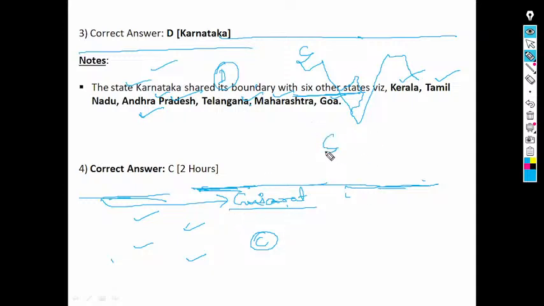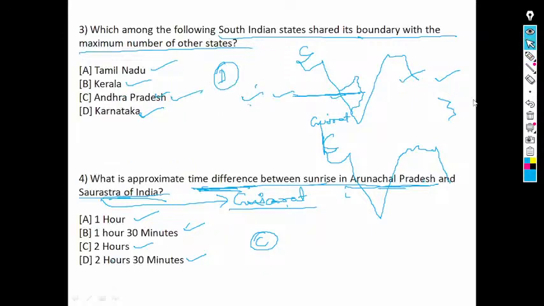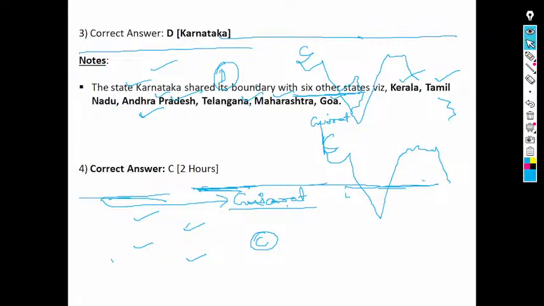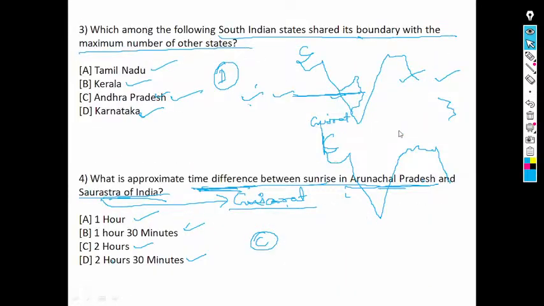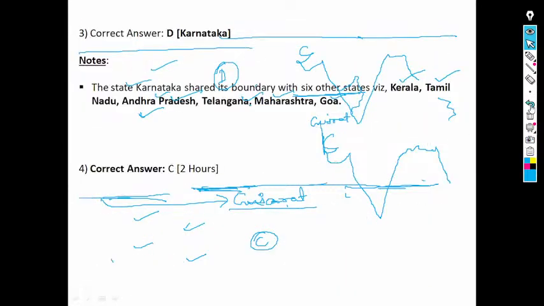See, Saurashtra is here, that is in Gujarat. Then there is Arunachal Pradesh. Arunachal Pradesh is the northernmost boundary.